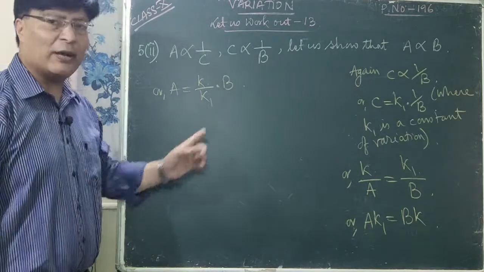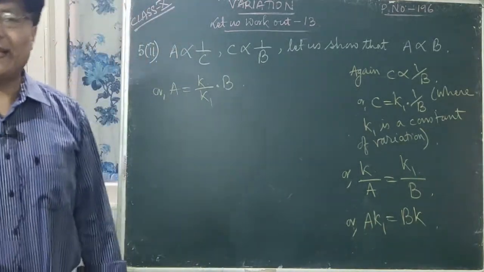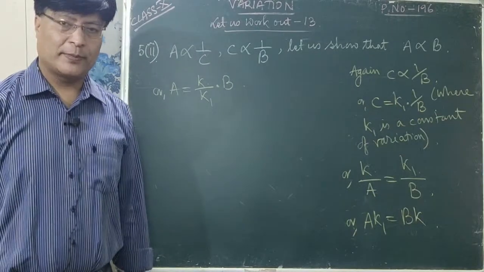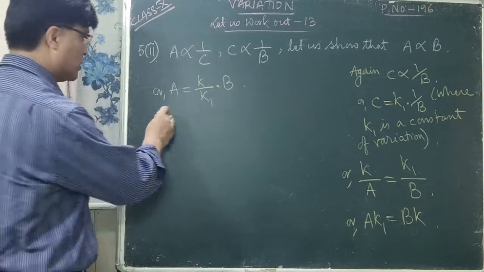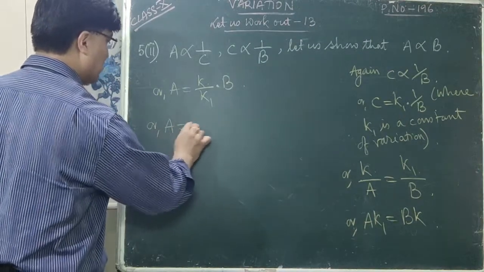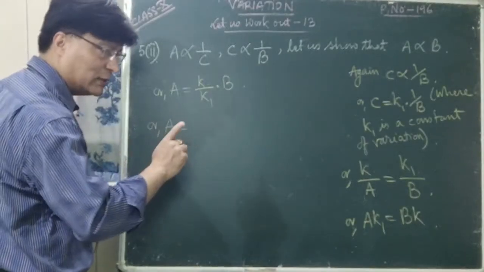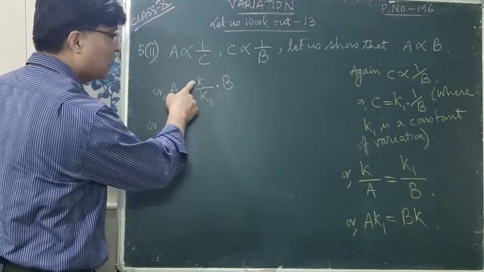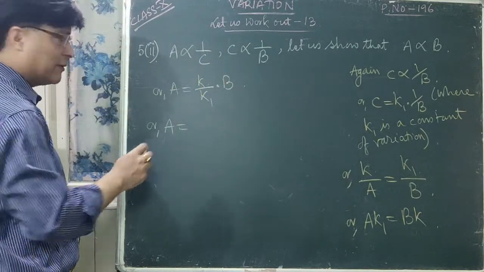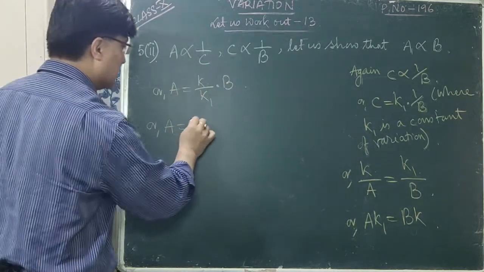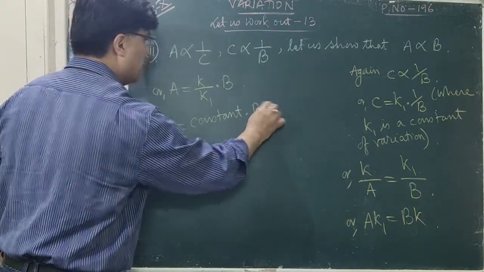What are these K and K1? K and K1 are both constants here. That is why K by K1 can be written as one constant word. A is equal to, instead of K by K1, you can write constant, because K is also a constant and K1 is also a constant quantity, right? So K by K1 is a constant, so A is equal to constant into B.